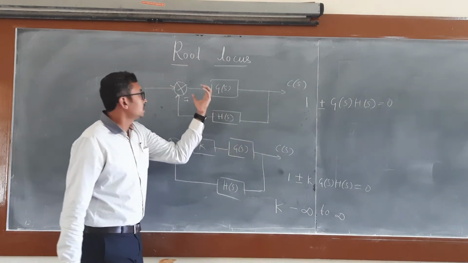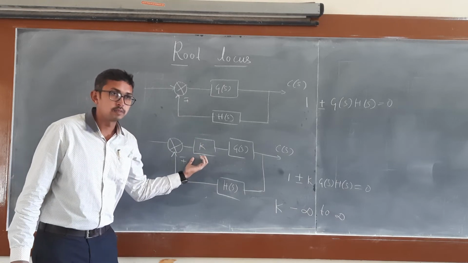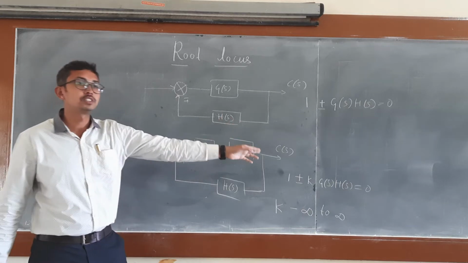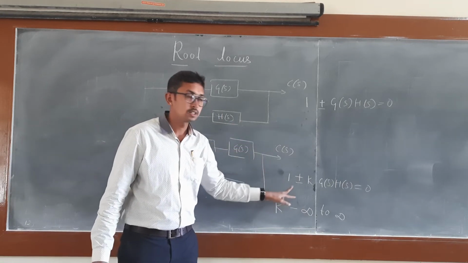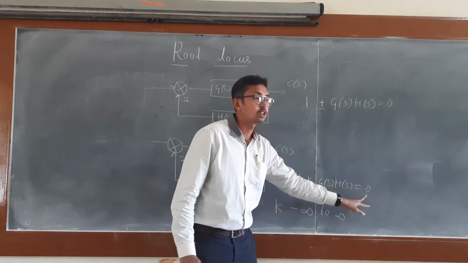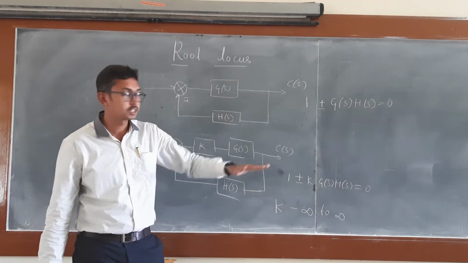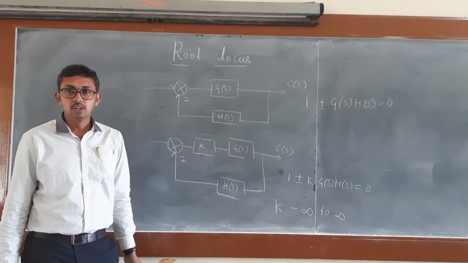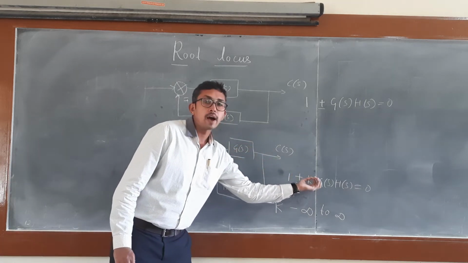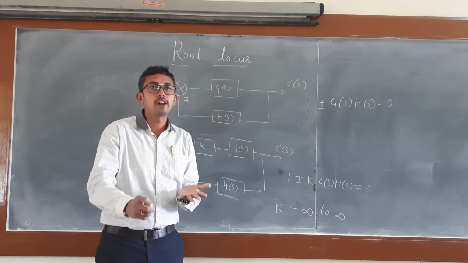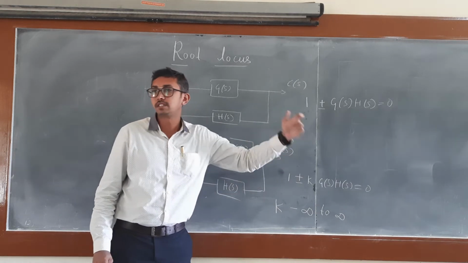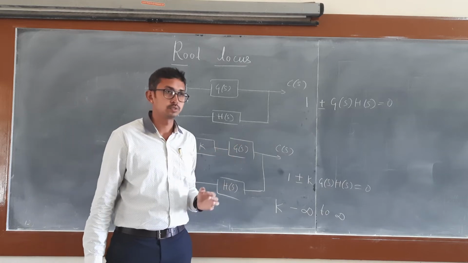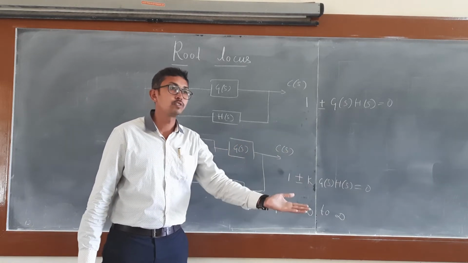Right. Now here I am going to add another variable, that is K, in this minor feedback loop. Then the characteristic equation changes to 1 plus or minus K G(s) into H(s) is equal to 0. So this is the characteristic equation when I add another variable K, right? Now if I vary the value of K, for each value I am going to get a separate set of roots. Yes or no?